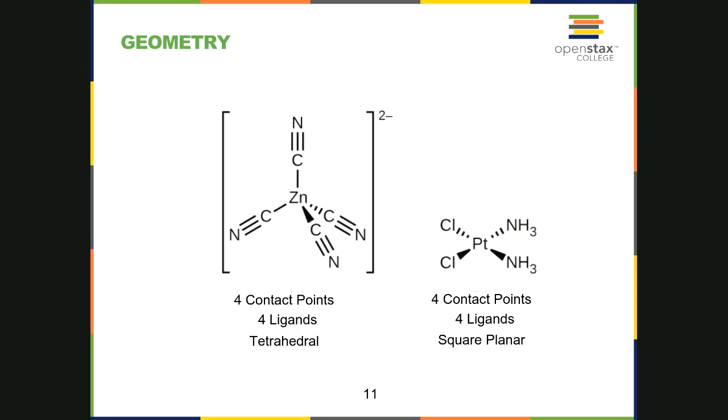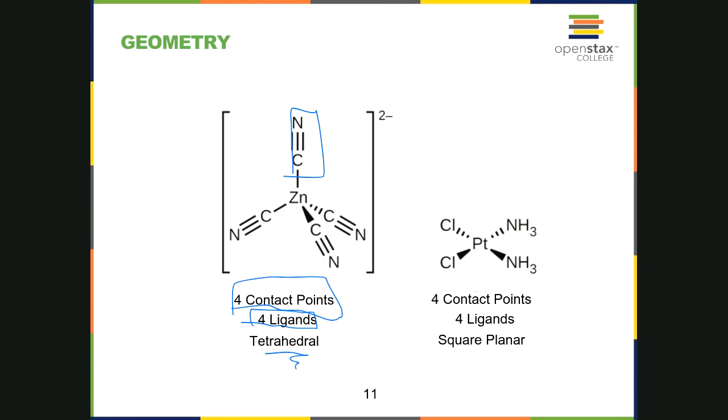So here's a couple more. This time our ligand is cyanide. And there are 4 of those, and it gives you 4 contact points. And then the other thing that this slide is pointing out is that this has a particular geometry. And that geometry is tetrahedral.